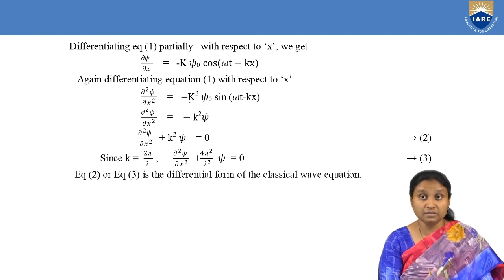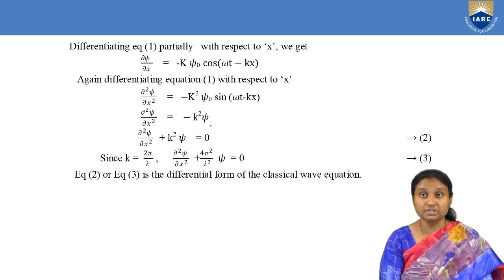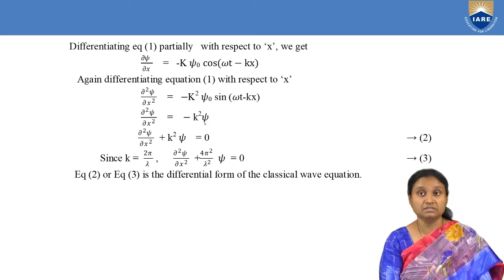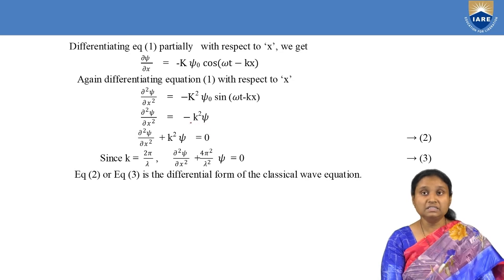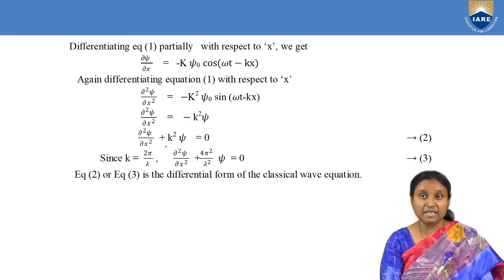So if we differentiate this particular function again with respect to x, then we end up having minus k square psi naught sine omega t minus kx. And here of course k is our propagation vector, and it is also called the wave number. And we know that psi naught sine omega t minus kx is nothing but our wave function, which is defined for a progressive wave, and it is given as minus k square psi. I am taking this minus k square psi to the other side, then minus will become plus.